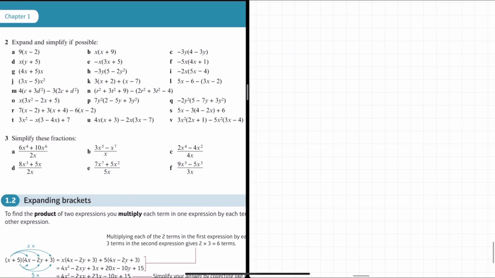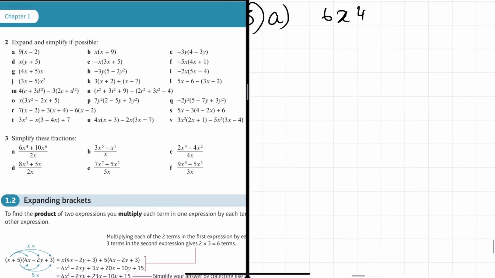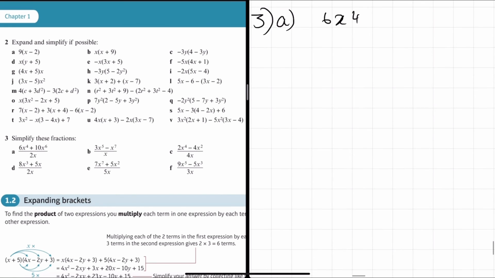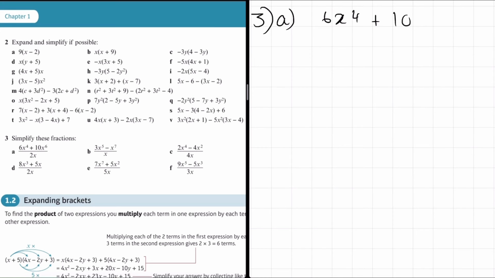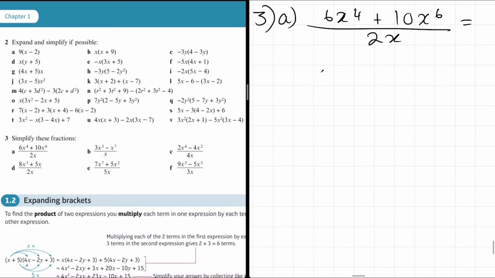Question 3. Simplify these fractions. A. 6x to the power of 4 plus 10x to the power of 6 all over 2x. We can split this up into two different fractions. So we've got 6x to the power of 4 over 2x plus 10x to the power of 6 over 2x.